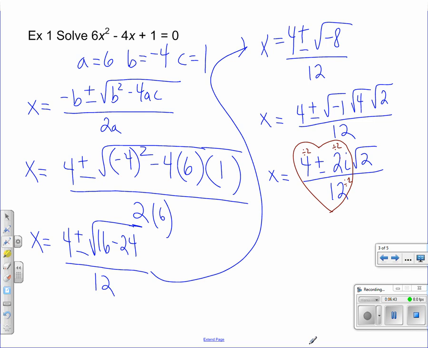So here goes our final answer. 4 divided by 2 is 2. 2 divided by 2 is 1. I'm going to leave off the 1. What's going to come after that is an i, square root of 2, all over 12 divided by 2 is 6. And there we go. We have got our answer to our quadratic equation.